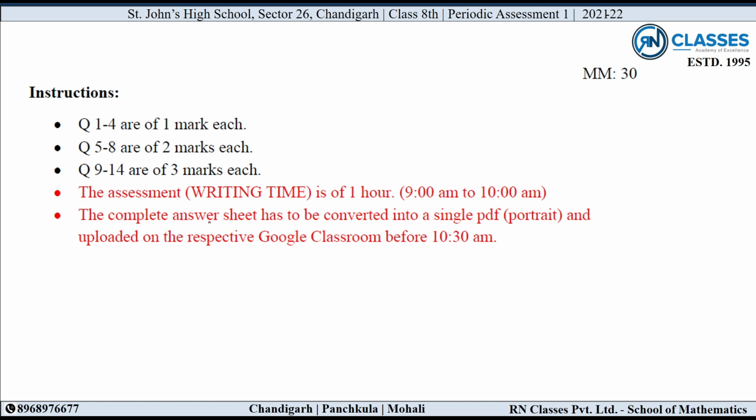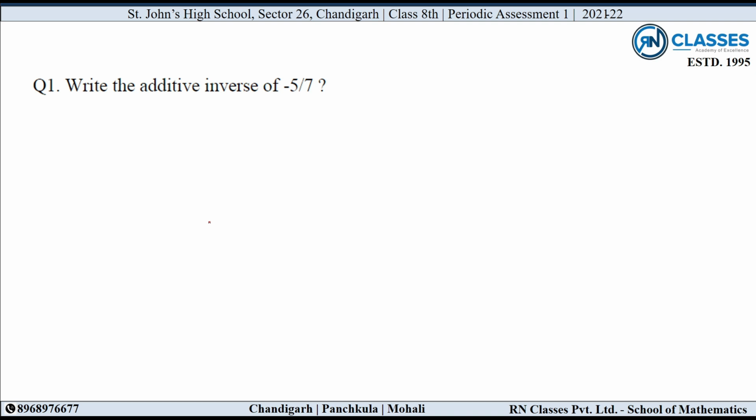St. John's High School Class 8th Mathematics Periodic Test 1. It consisted of 14 questions and 30 marks in total. First 4 questions were 4 markers each, 5 to 8 questions were 2 markers each, and 9 to 14 questions were 3 markers each. It was a subjective test, so you have to write it down properly to score full marks. Straight away going to question number 1.